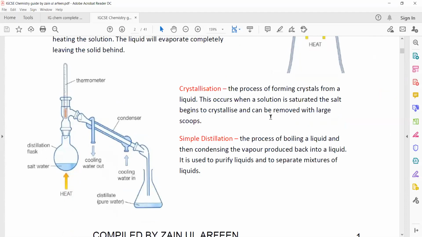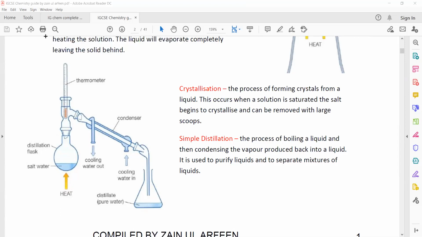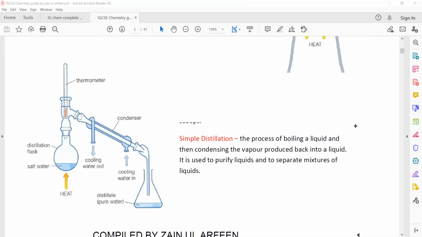Then simple distillation. How we can use simple distillation? Simple distillation is used if you want to separate liquid from the solution, for example, we need water from seawater. So we can use simple distillation. This is a figure which you have to memorize or learn the labels.